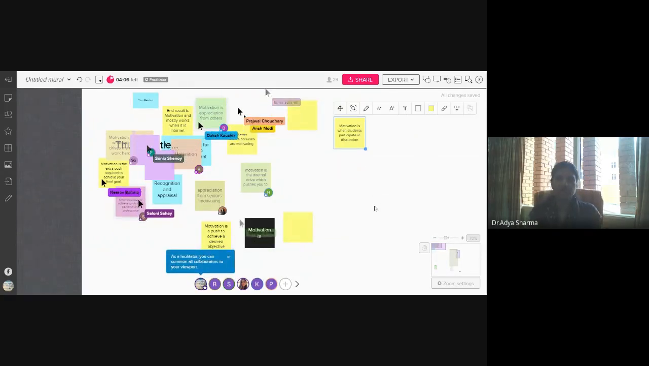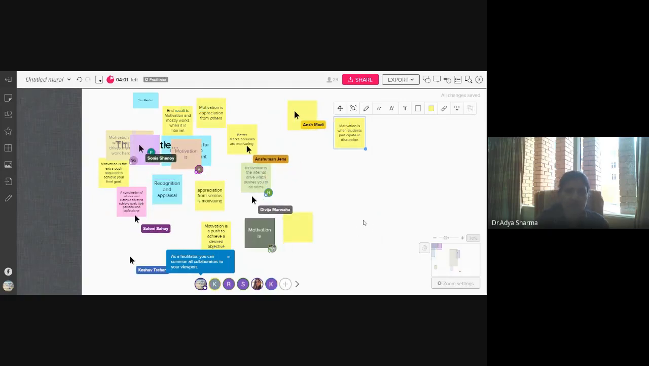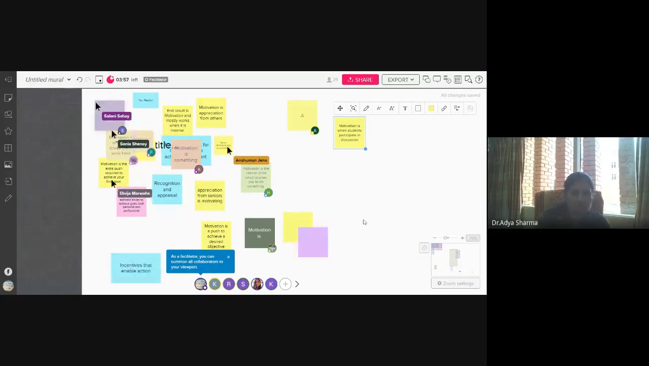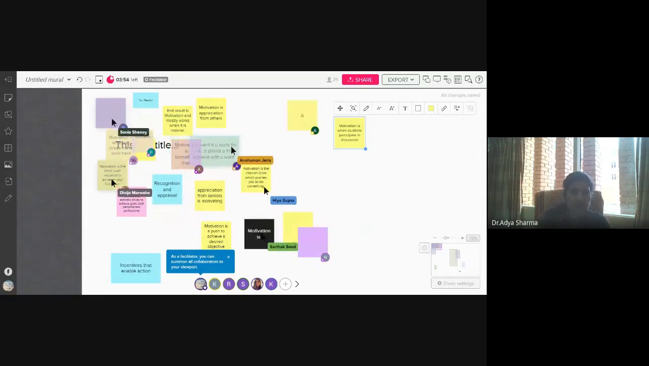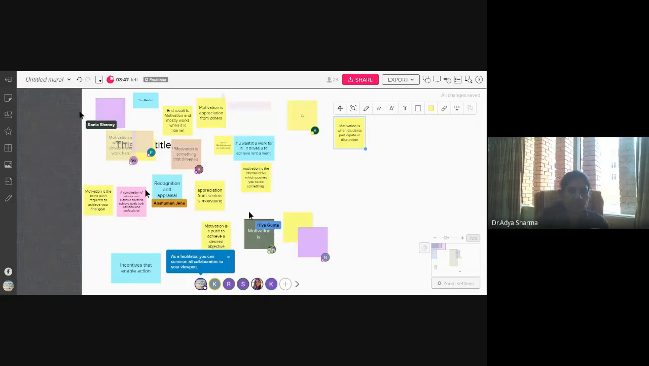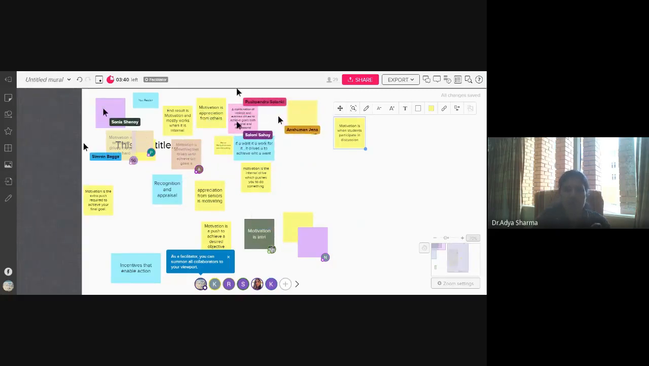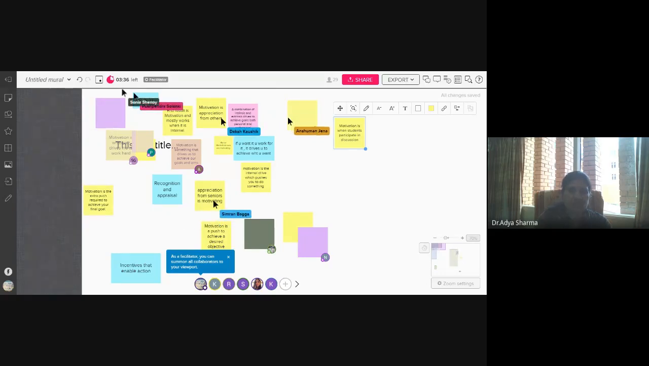So someone else says motivation is a push to achieve a desired objective, recognition and appraisal, a combination of intrinsic and extrinsic drives to achieve goals, both personal and professional, incentives that enable action. It's the extra push required to achieve your final goal. If you want it, you work for it. It drives you to achieve what you want. Appreciation from others, the end result is motivation, and it mostly works when it is internal.